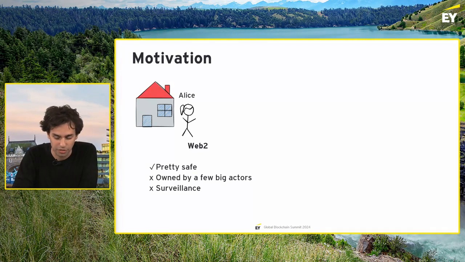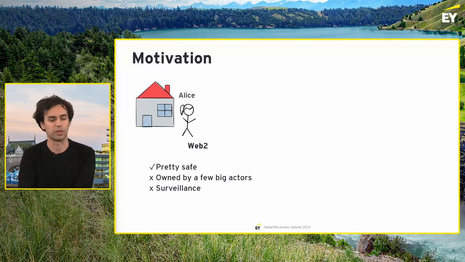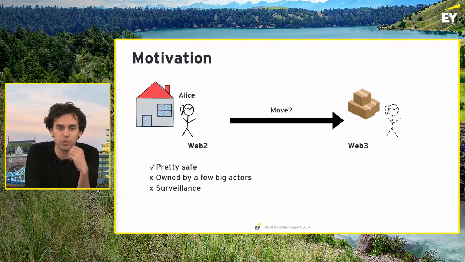Alice is very aware of the fact that Web 2 is owned by a few big actors. Most of her data resides on a Google Drive. If Google goes down, so does her data. She's also aware that Web 2 is rife with surveillance. And this is hopefully not new to anyone, but Web 2 unfortunately has this model where the more companies know about their users, the more money they can make. So although Alice has this safe house, whenever she walks around, she is observed. So she's thinking, should I move to Web 3?